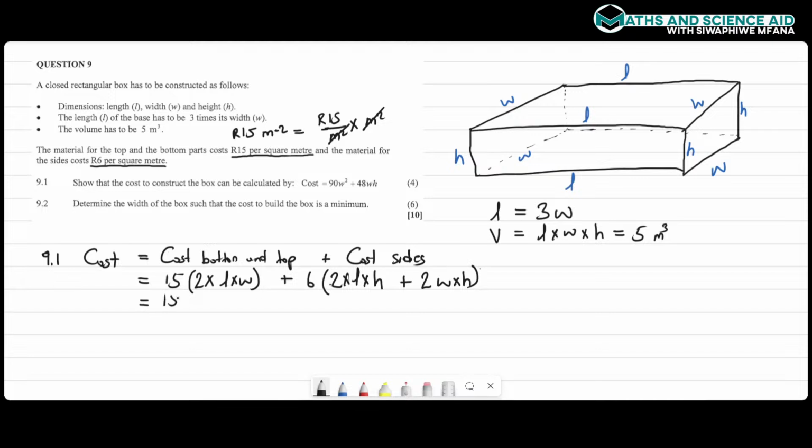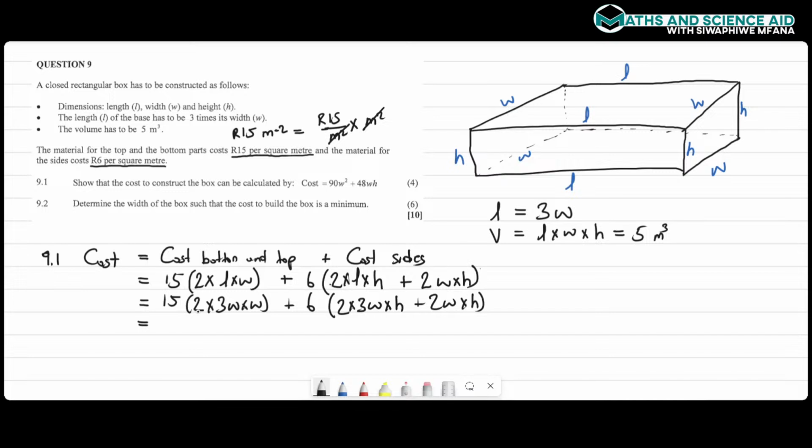So here we can say this is 2 multiplied, and then in place of L we can just write 3W, right, in place of L, and then multiplied by the width. And the same thing can be done here. In place of L we can just write 3W. We are going to leave this as it is, because as you can see on that equation, we do have WH. So now let's just expand here.